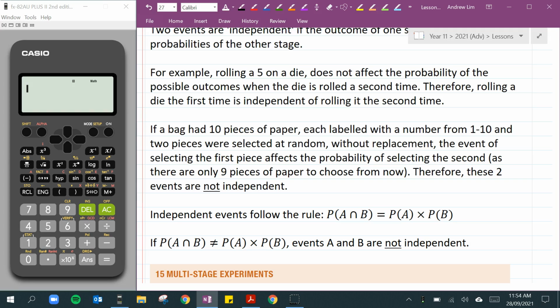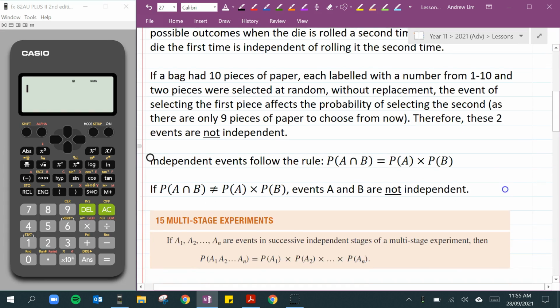The probability of rolling a 5 the first time is 1 out of 6. But if you roll a 5, it's not going to affect the probability of rolling any other number the second time. No matter what outcome it is, it's still going to be 1 out of 6 for a fair die. Therefore, rolling a die the first time is independent of rolling it the second time.